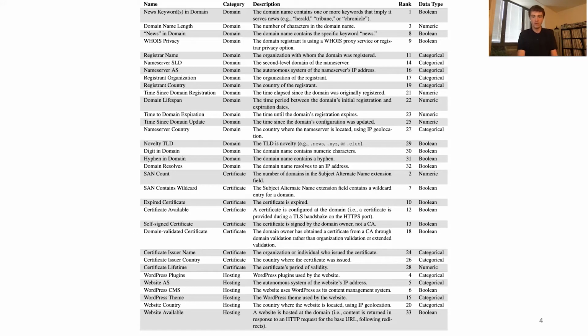So this is a quick overview of all of the infrastructure features that we engineered. I'm not going to go into each feature right now, but this table is available in the full paper. I do want to point out that generally we divide our features into three categories: domain features, certificate features, and hosting features. I'm now going to explain what each of these categories of features mean.